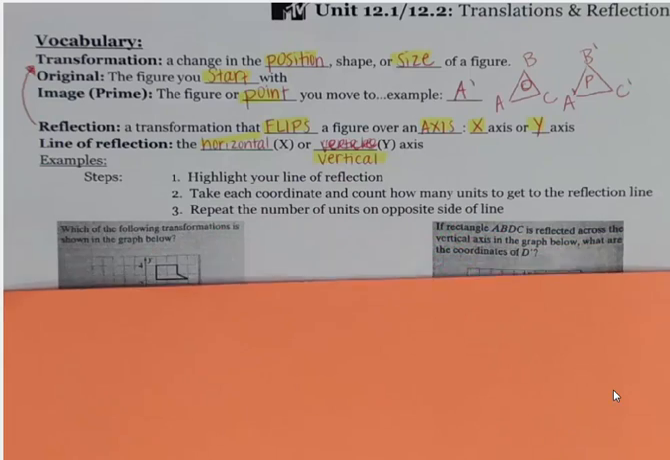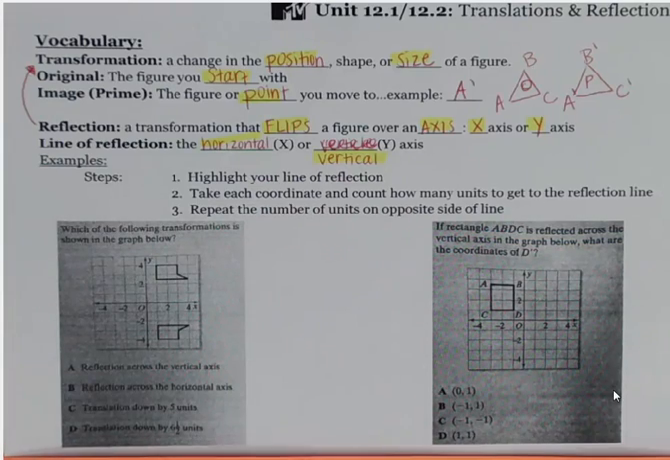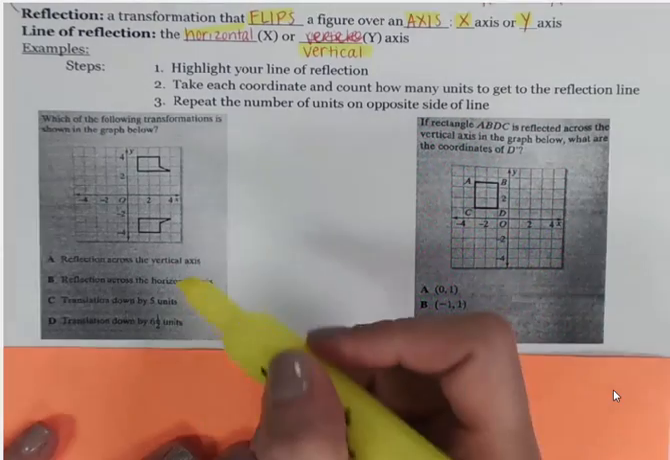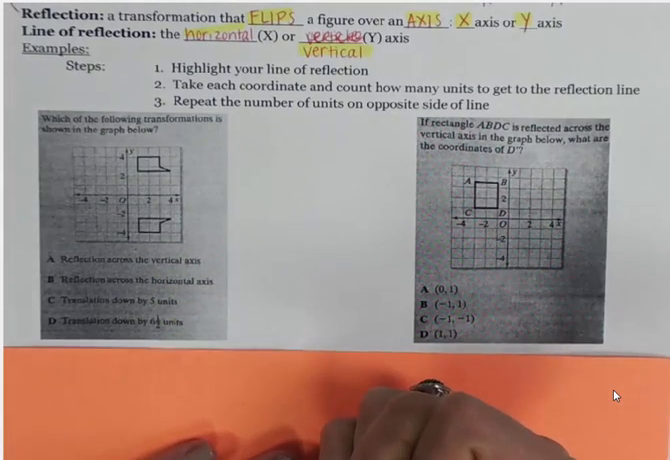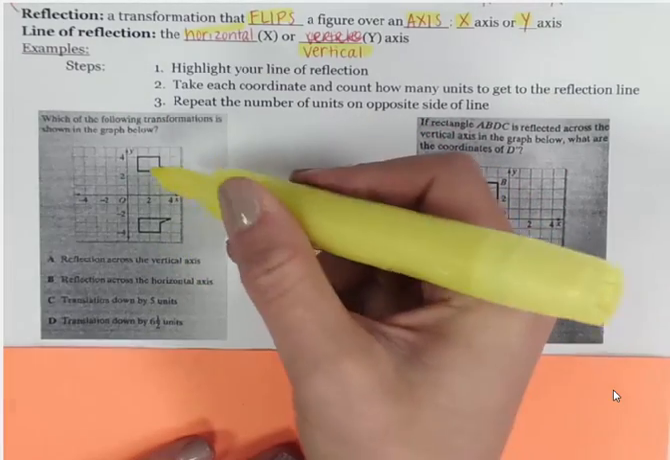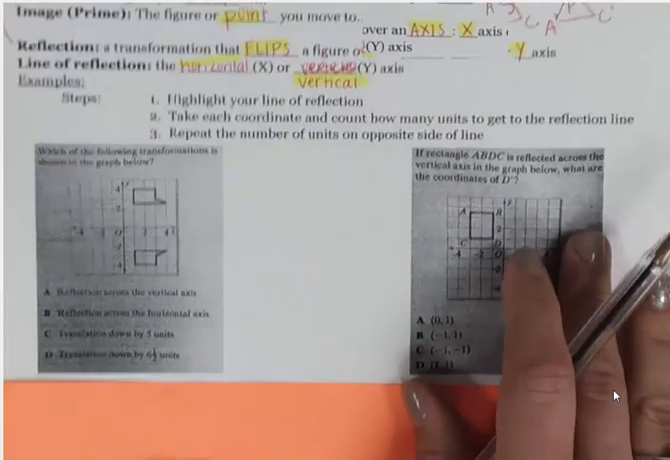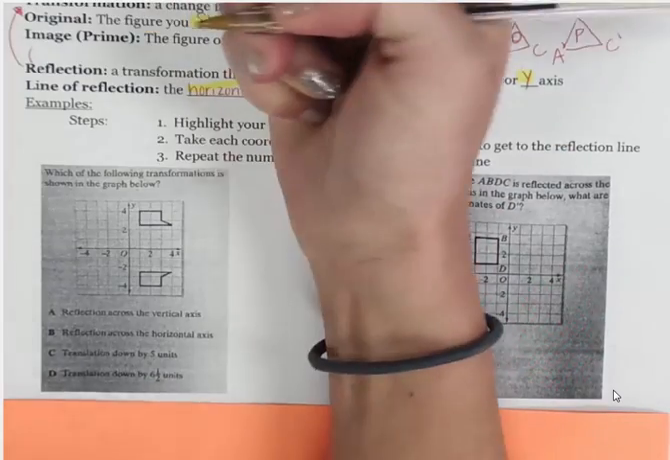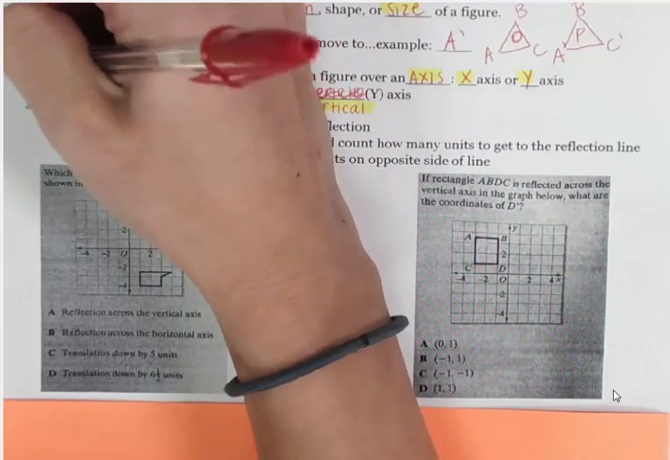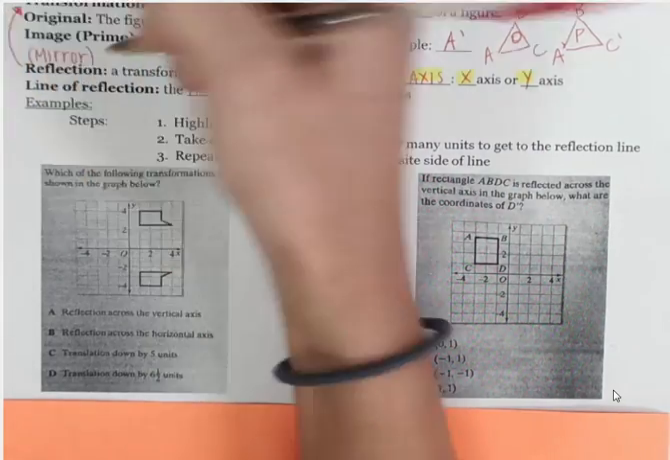So for instance, we have these two examples, so let's look at them. This one says, which of the following transformations is shown in the graph below? Well, if you look, this figure's here, and then it's here. Another thing to help you remember, when you're talking about reflections, you normally are talking about mirrors, right? You see your reflection in the mirror, so it mirrors it, it's the opposite.